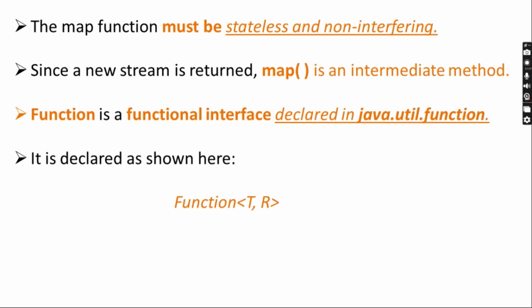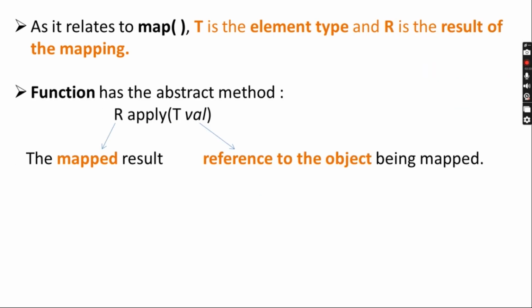As suggested, the map function must be stateless and non-interfering, whose explanation I have given you in the previous session. Since a new stream is returned, it is not terminated. Map is an intermediate method. Function is a functional interface provided in the java.util.function package and declared like Function<T, R>. There is one abstract method in the functional interface, R apply(T value). R is the mapped result, and value is the reference to the object being mapped.